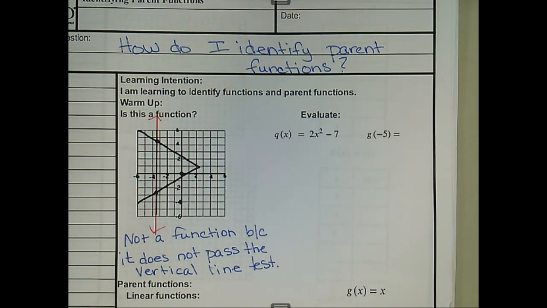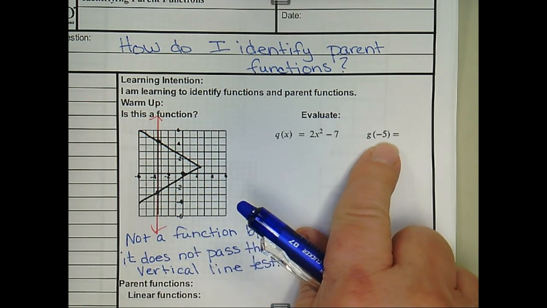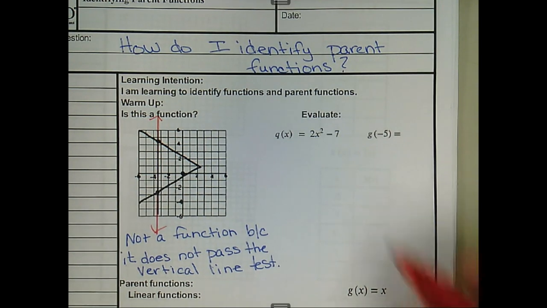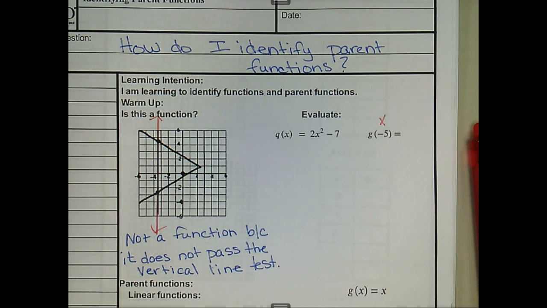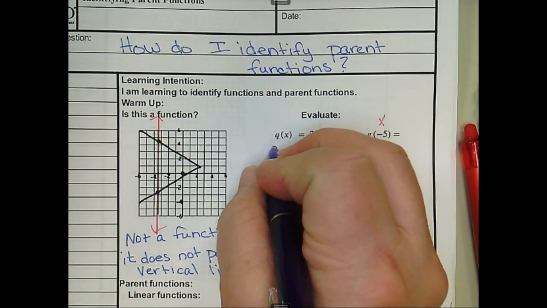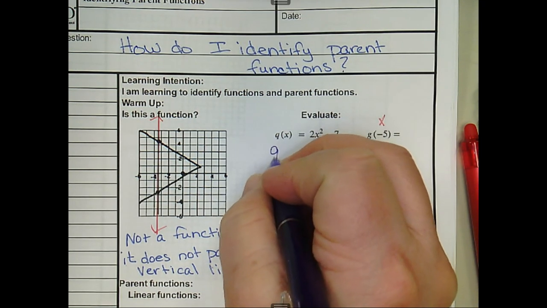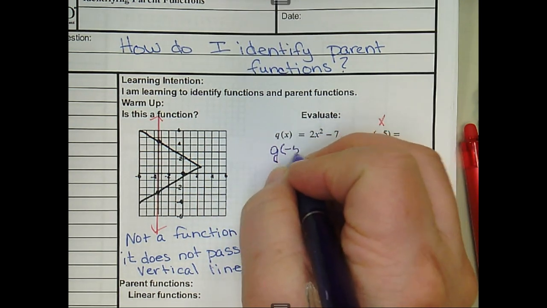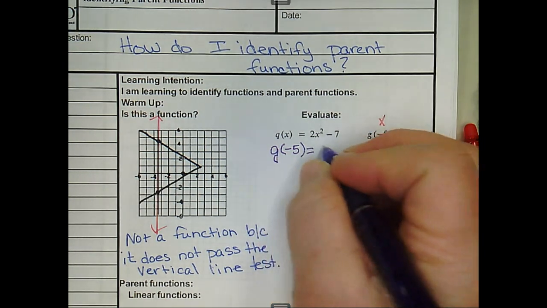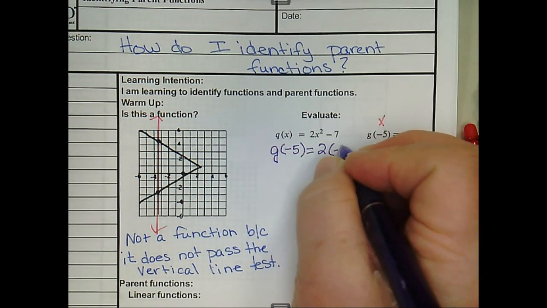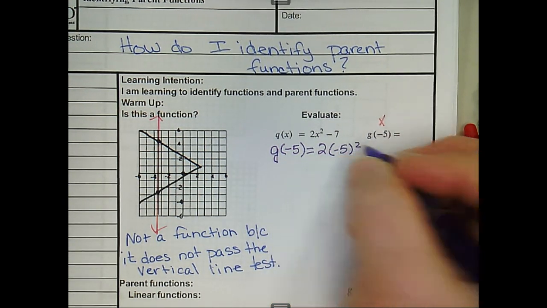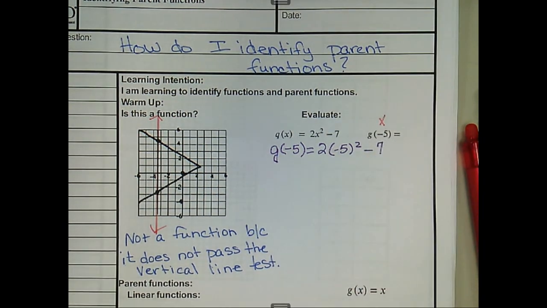To evaluate means I am going to replace. So this is my function. This tells me what x is equal to. Now let's substitute. So when I take the function g and I put in -5 for x, I take 2 times -5 quantity squared minus 7.